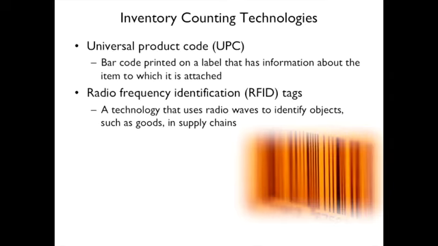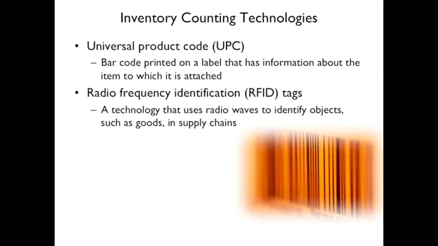Inventory counting technologies. Universal product code, you see that. The barcode on anything you buy, it has that barcode. So it's a number, and that number is attached to a product. So when someone wants to sell something, they get a number assigned, and then that number goes into the database and you know that that product is that number.